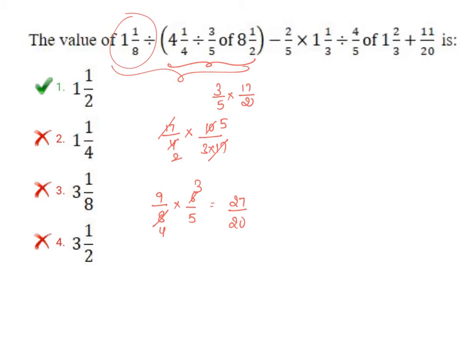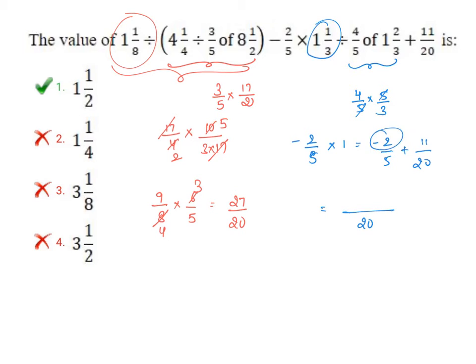Now solve the rest of the part. Now this becomes 4 by 5 of 5 by 3. So it becomes 4 by 3. So this is 4 by 3 anyway, minus 2 by 5 into 4 by 3. 4 by 3 divided by 4 by 3 becomes anyway 1. So minus 2 by 5 plus 11 by 20. Take the common of 20.